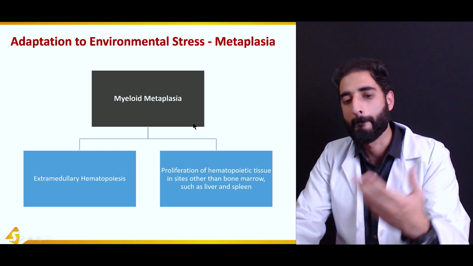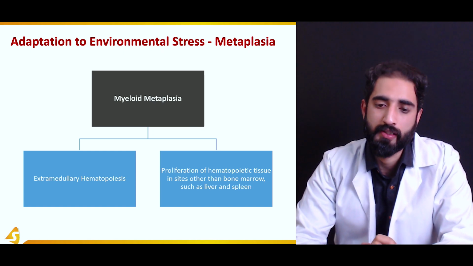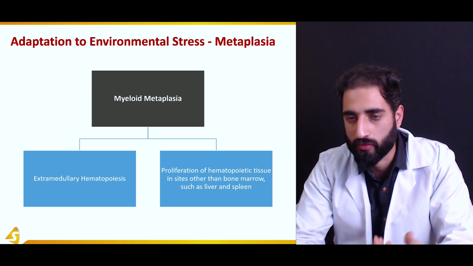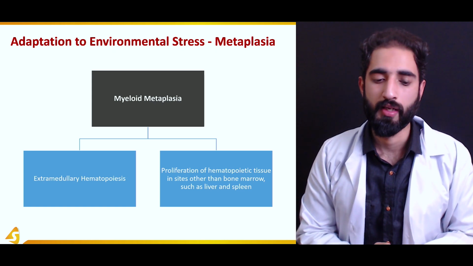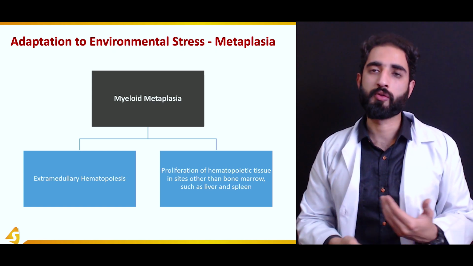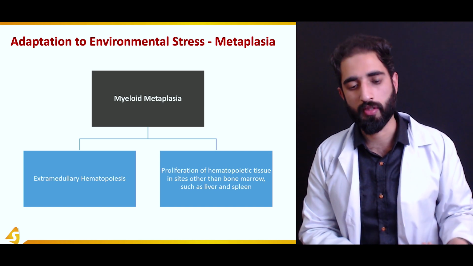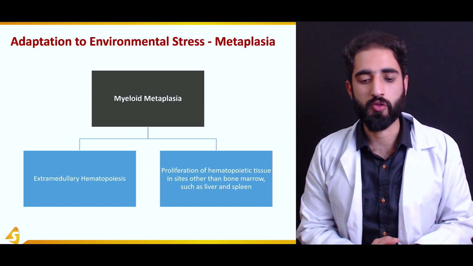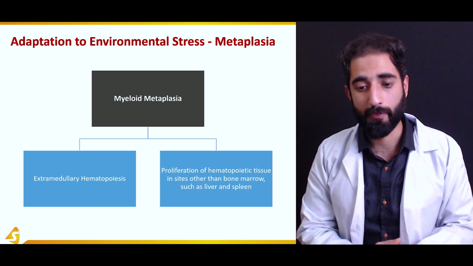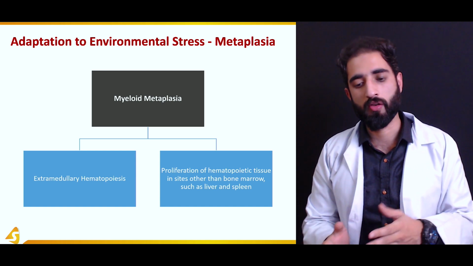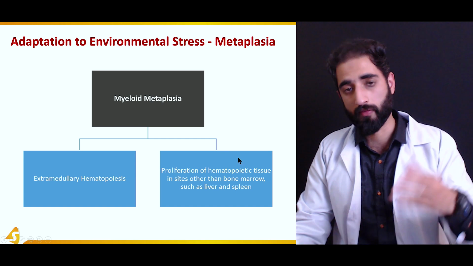And then there is myeloid metaplasia. Hematopoiesis normally occurs in the bone marrow inside the long bone. If it starts to occur outside of that, in other parts and tissues of the body, then that is known as extramedullary hematopoiesis, and that is an example of myeloid metaplasia. So it is proliferation of hematopoietic tissue in sites other than bone marrow, such as the liver and spleen.